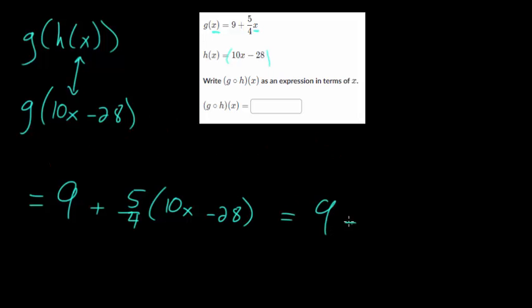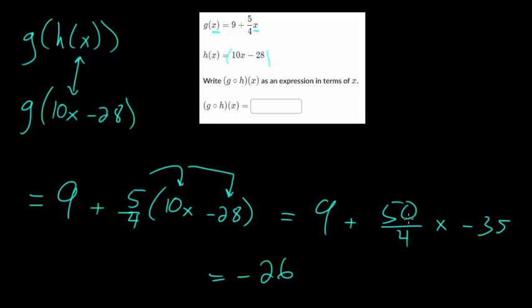So I have 9 plus, I have to distribute this. So I have 50 over 4 for that, so 50 over 4x. And 28 divided by 4 is 7 times 5, so you get minus 35. And 9 minus 35 would be negative 26. And 50 divided by 4 would be 25 over 2. And I'll just leave it as a fraction, but if you want to write 12.5x, that's fine too.